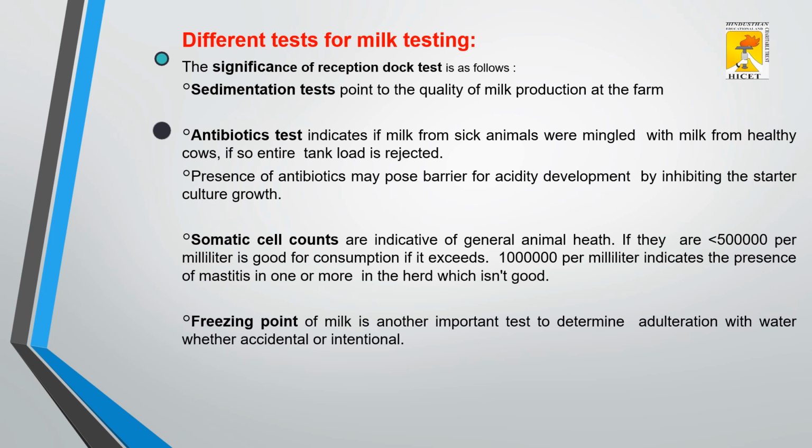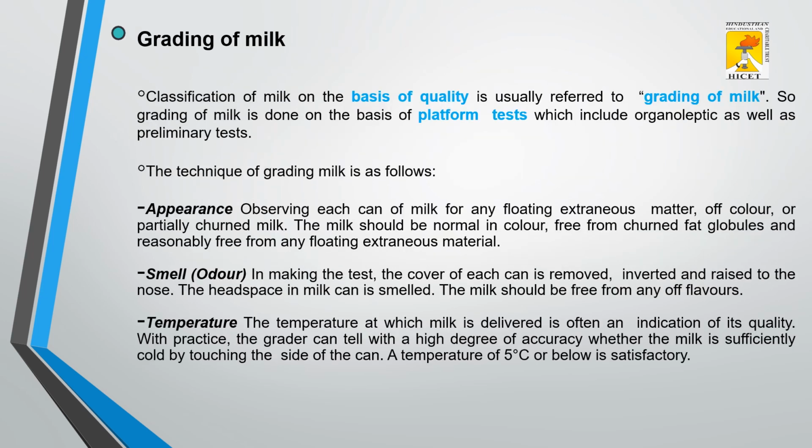And freezing point determines the adulteration with water, whether the merchants or the indirect or direct agents are increasing the volume of milk by adding water or any other adulterants. The freezing point of milk determines whether it is adulterated or contaminated with water.